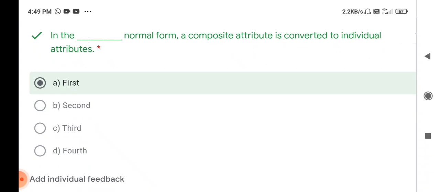The next question is, in the dash normal form a composite attribute is converted into individual attributes. This concept generally happens in first normal form. For this question you must know the concept of first, second, third normal form. Composite attributes converted into individual attributes is called first normal form.